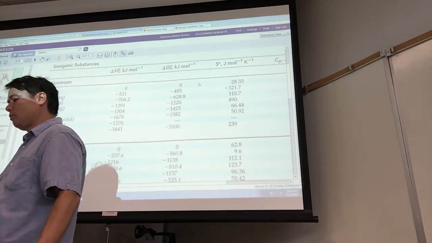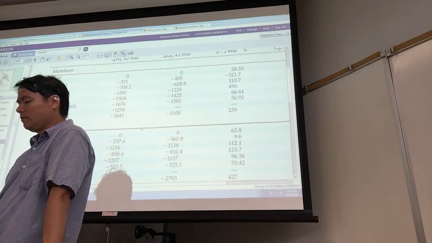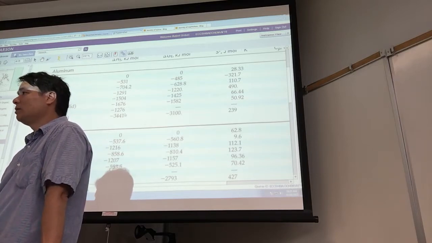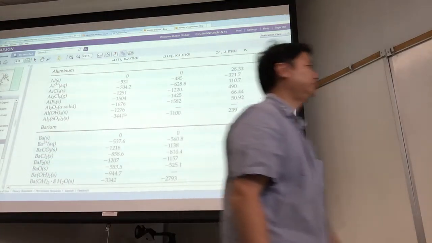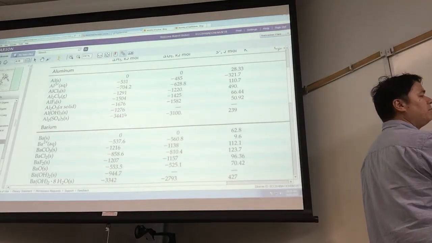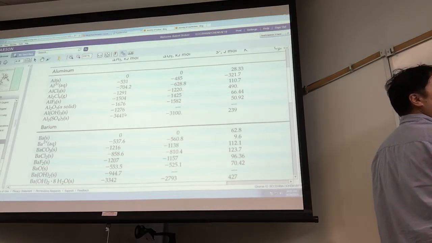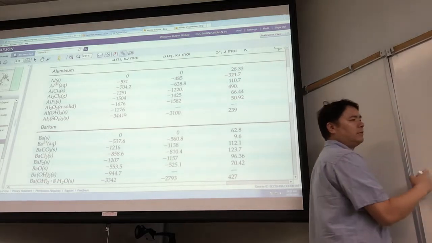But let's take a look at some of the data. Let's go to aluminum sulfate. Look at that number on aluminum sulfate. That's highly exothermic. Something that's highly exothermic tells me it's very stable relative to the elements. And so let's do delta H of formation for aluminum sulfate. We're going to form 1 mole of aluminum sulfate, solid. If we form that, that's minus 3,441 kilojoules. From what? From the elements in the most stable state.